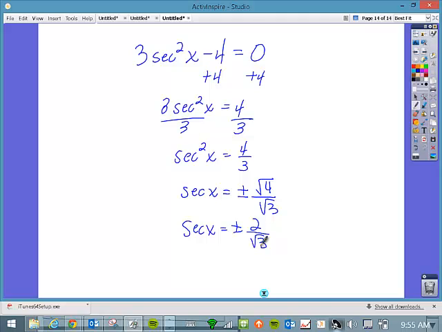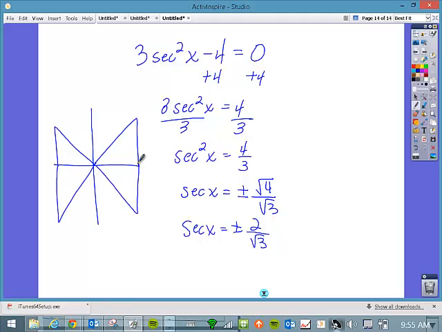So what that means is I'm going to draw triangles where secant is positive and triangles where secant is negative, since it's plus or minus. AKA, I'm going to have a triangle in every quadrant. Secant is hypotenuse over adjacent. And this one, hypotenuse over adjacent. Adjacent. And oops, that's just a 1. All right, so that would make this angle 30.